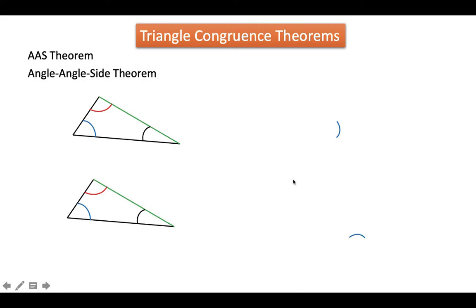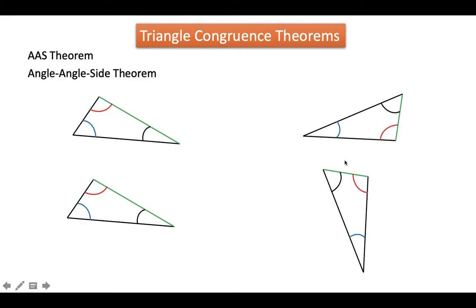Okay, another example. If these two corresponding angles are congruent, and the corresponding sides are congruent, this information is enough for us to say that the remaining corresponding parts are also congruent, which makes these two triangles congruent, no matter how they are oriented.